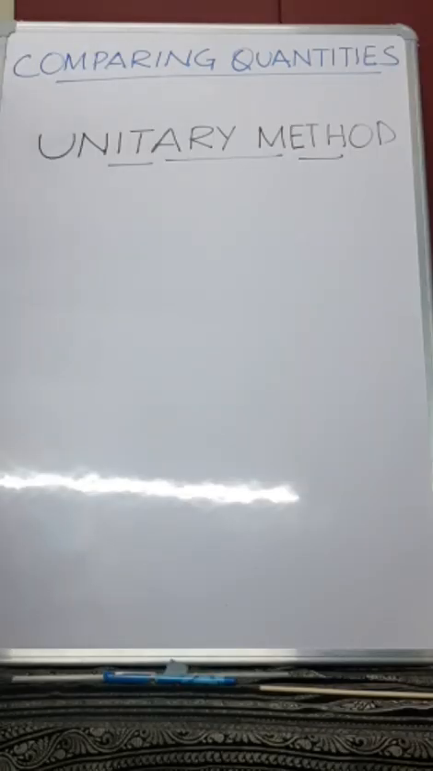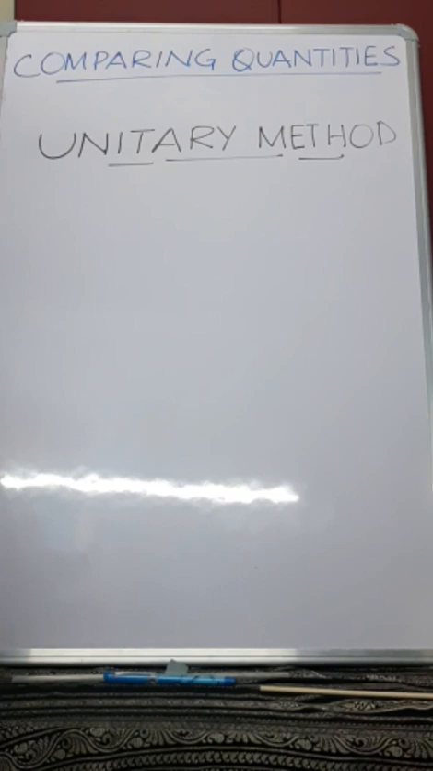Children, today we are going to start with comparing quantities. Comparing quantities include many topics like unitary method, ratio and proportion, percentage, fraction, decimal, measurement, profit and loss, overhead expenses, discount, simple interest, compound interest. So all these chapters will be taken separately in separate videos. Today we are going to start with unitary method.